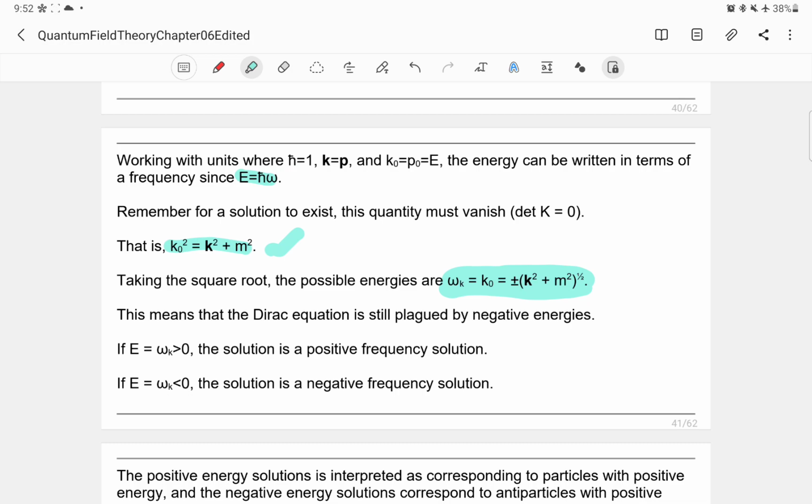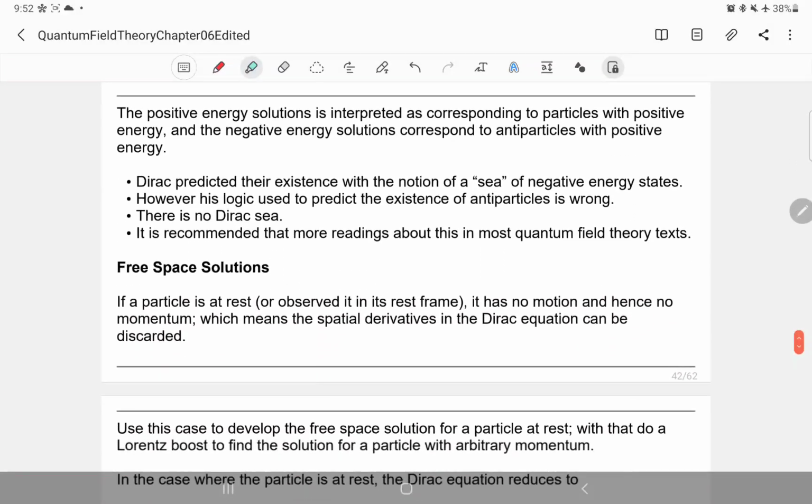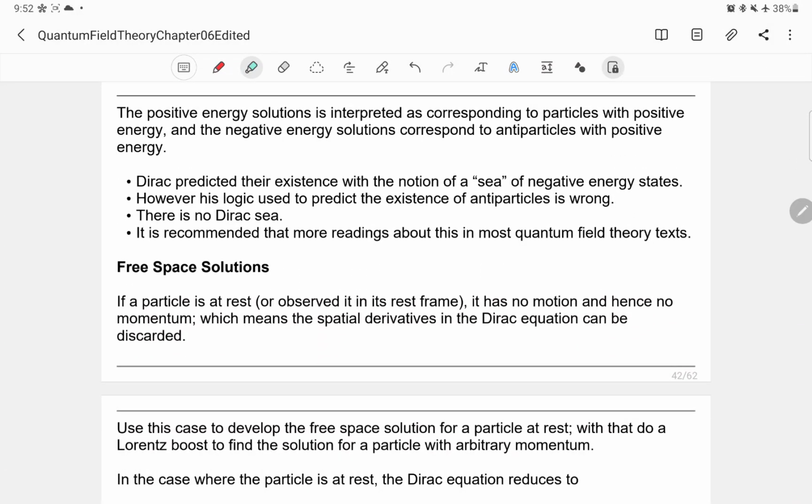Now, if we have omega k greater than 0, or energy greater than 0, the solution is a positive frequency solution. Otherwise, it has a negative energy frequency solution. So the positive energy solution is interpreted as corresponding to particles with positive energy, and the negative energy solutions correspond to antiparticles with positive energy.